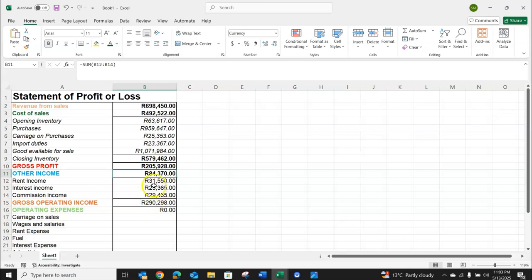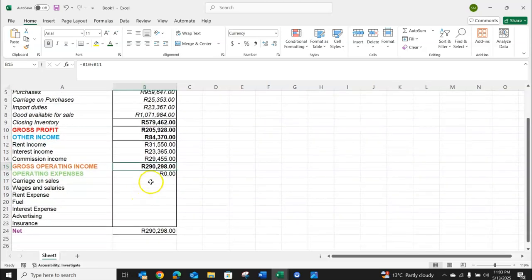Now, when we add our gross profit of 205,928 with our other income, which is the total amount of 84,370, we arrive at our gross operating income of 290,298. So this is the amount that we arrive at, right? From here onwards, we now need to record all our operating expenses.